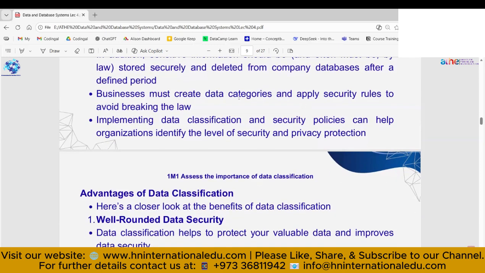Businesses must create data categories and apply security rules to avoid breaking the law. Implementing data classification and security policies can help organizations identify the level of security and privacy protection needed, right?